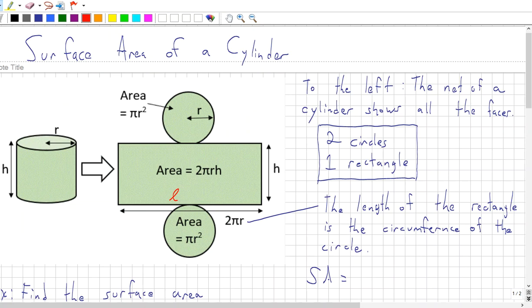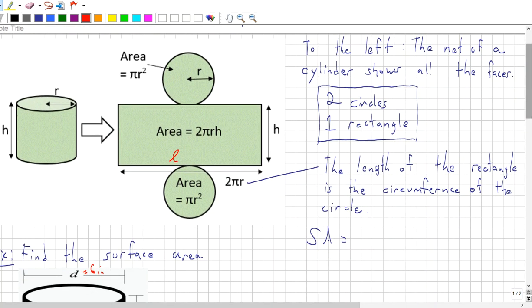So we're going to look at the surface area of this object. So the surface area is 2, because I have two circles, and the area of a circle is pi r squared. So the 2, because there's two circles. Two circles. That's why I multiply by 2.